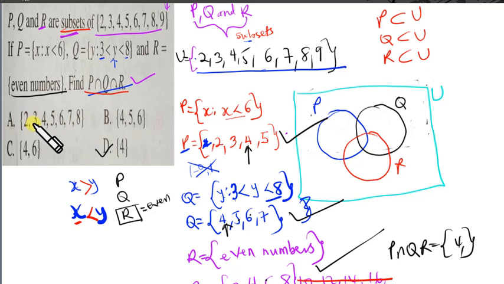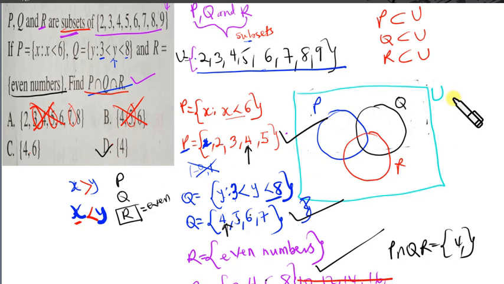Even before you begin to solve, you must know that A cannot be correct, because in A we have 3 here, which is not an even number. We have 5, which is not an even number. We have 7, which is an odd number. In B there is 5, which is an odd number. So B and A cannot be correct. So the only potential correct options should be C and D. These are the potentially correct options.